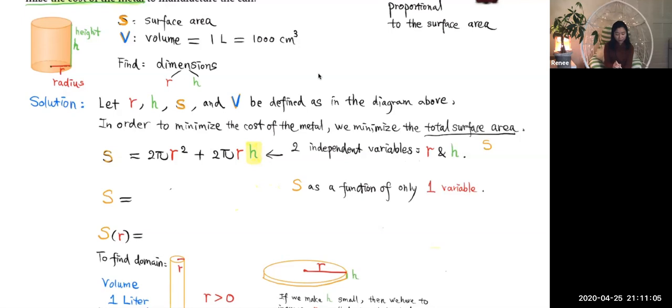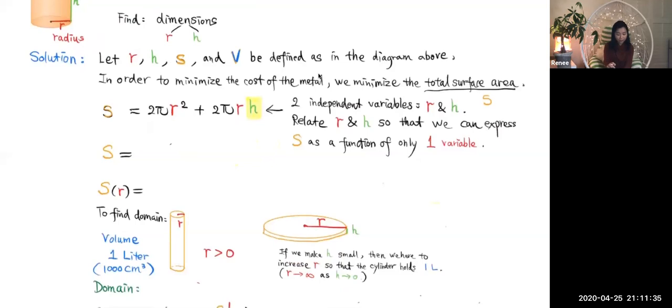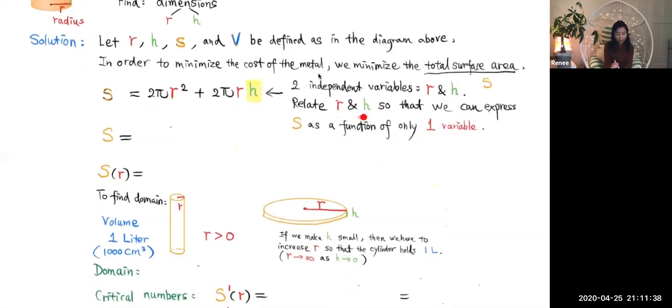So what we do here is we try to relate the radius and the H, so that later on we can express one of them in terms of the other. So we're going to relate R and H, so that we can express the surface area as a function of only one single variable. Now how can we relate the radius and the height, R and H?